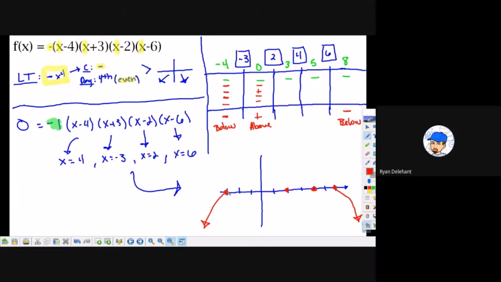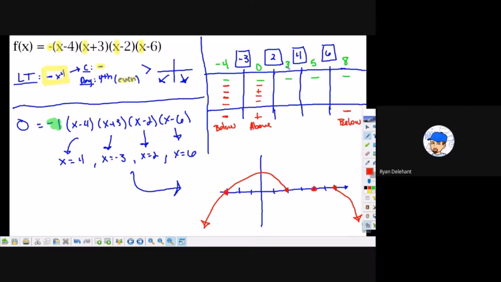Now, I know that the line needs to be above the x-axis, and it needs to curve back down and hit that 0 right there again. As you go through, you can almost put each piece of this in as you fill in the sign chart. That was above, so that part of the line needs to be above the x-axis.